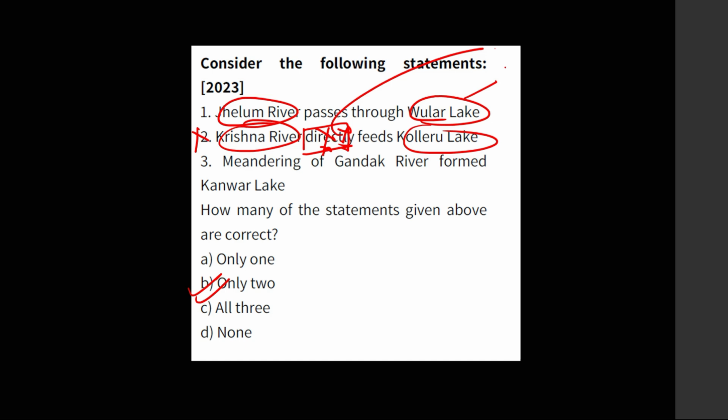Wular Lake is also very important because it is one of the largest freshwater lakes in India. So Wular Lake is also very, very important.